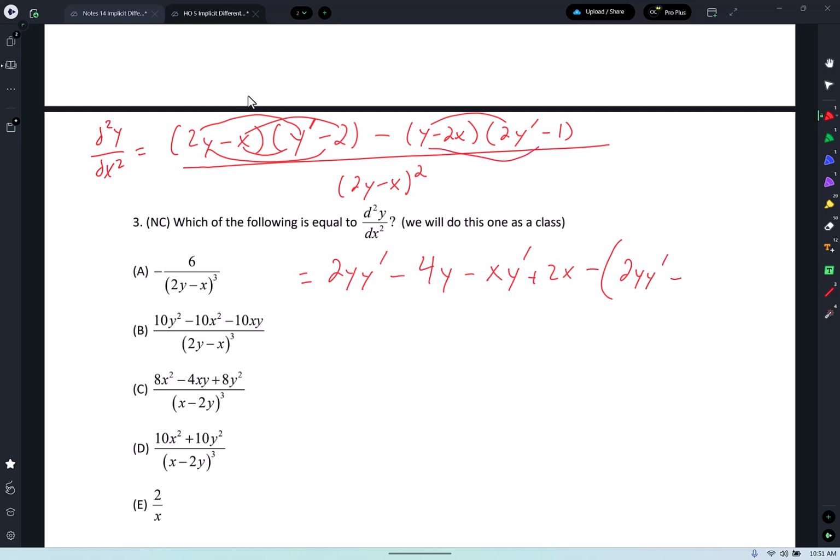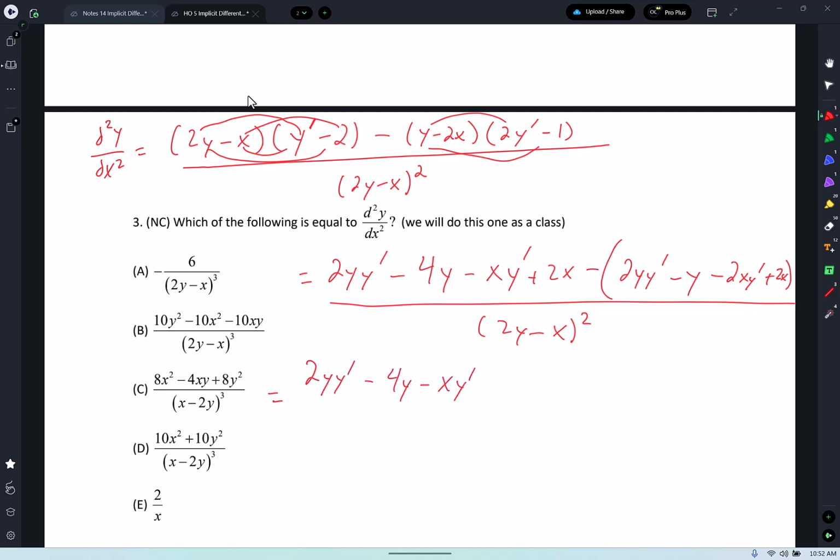Minus y, minus 2xy prime, plus 2x. All this is still over (2y minus x) squared. Okay, I see stuff canceling out, so good thing. So 2y y prime minus 4y minus xy prime plus 2x, and I'm going to distribute this negative to all 4 terms: minus 2y y prime plus y plus 2xy prime minus 2x.